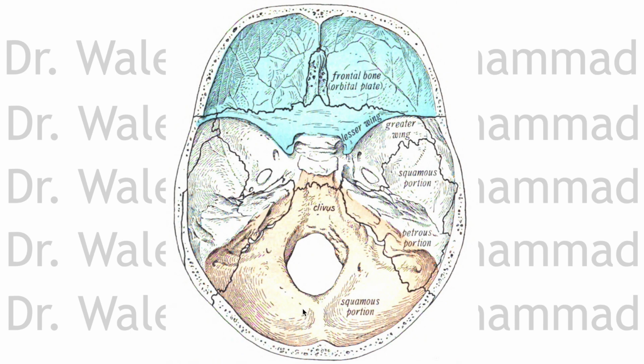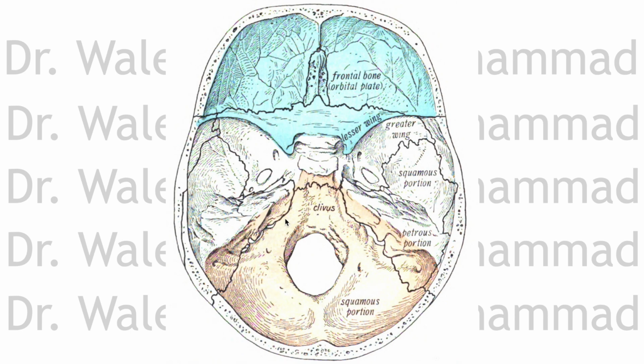Of course, you can see the cut section of the skull bone, which has two layers of compact bone with cancellous bone in between, and lakes of blood among this cancellous bone. It's called lacunae, and the whole structure is called diploe, meaning double layer.